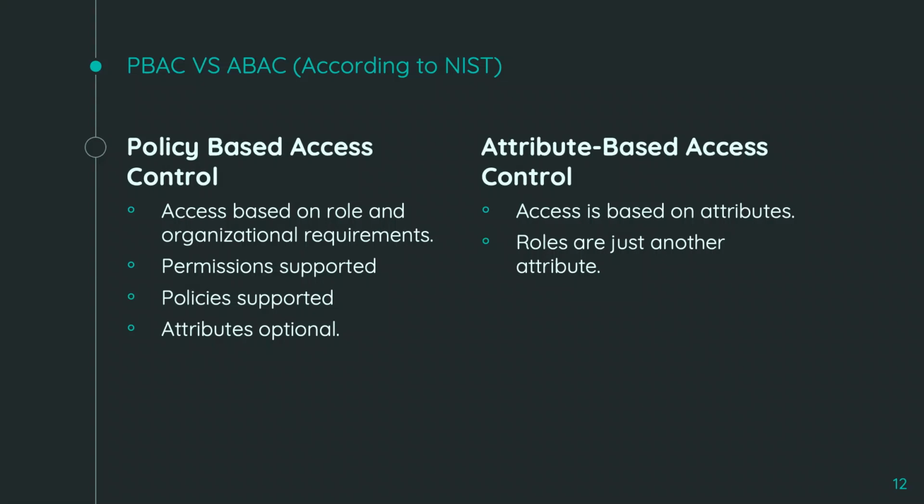Policy-based access does incorporate roles and permissions into it, and also incorporates policies, of course. Whether you use attributes as part of that policy is really optional. You can, but you don't have to. Attribute-based access control, on the other hand, at least according to NIST, is you're just comparing attributes. It doesn't have really a concept of roles or permissions in the same way that RBAC or policy-based access does. So again, I'm kind of arguing semantics here.